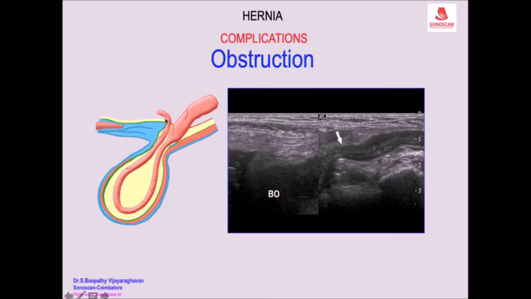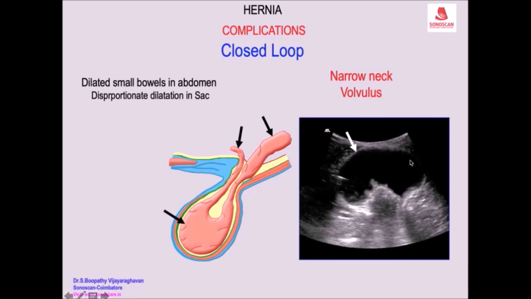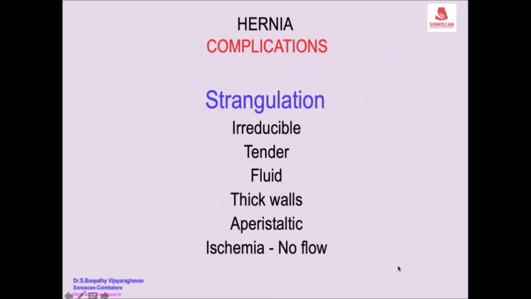So here you see the schematic. This is the hernia, there is a sac. So here you will see dilated small bowels in the abdomen, disproportionate dilatation of the loop in the hernial sac, and then you will see the distended loop in the hernial sac will be dense, which is obstructed.